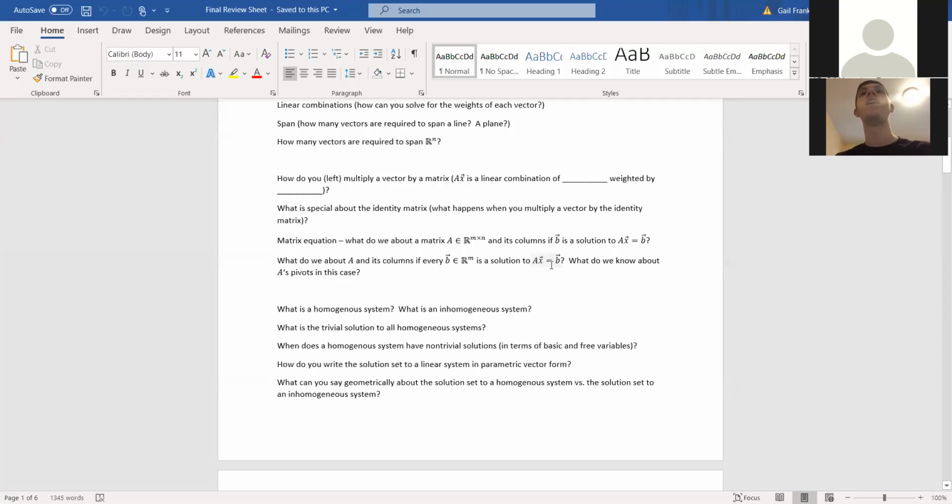If you can find an x for every b, then that means you have a pivot in every row of A. So if you can find an x for every b that satisfies Ax equals b, then A has a pivot in every row. Yeah, that's what I was trying to get at.